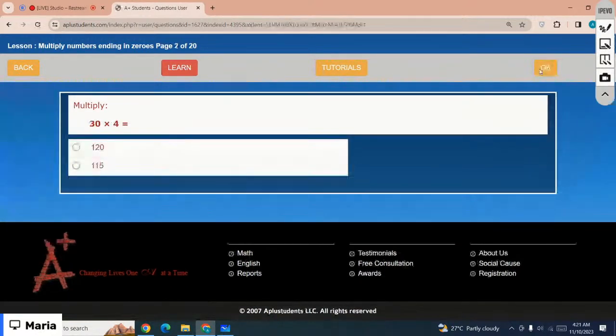Okay, then you have multiply 30 times 4. So which is the correct option? Which option is the correct one, 1 or 2? Option number 1 is the correct option, right? 30 times 4 equals 120. So option 1 is the correct option.